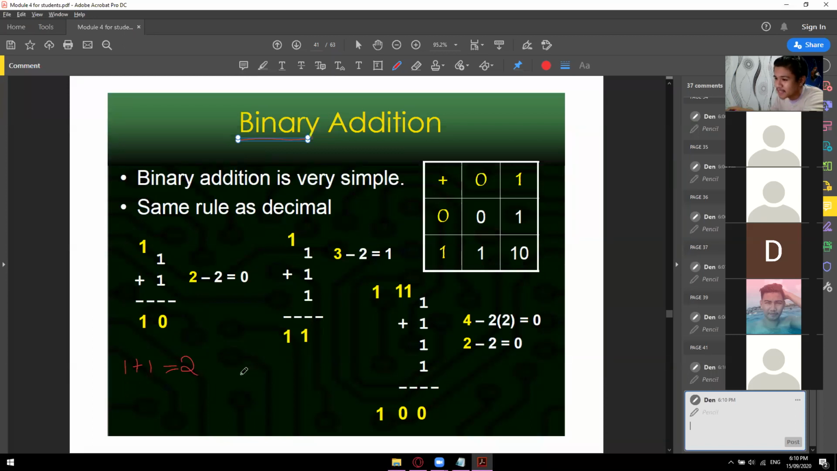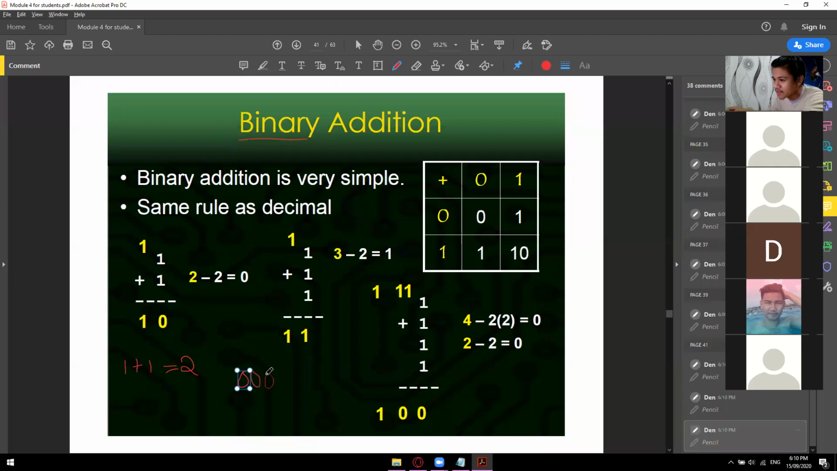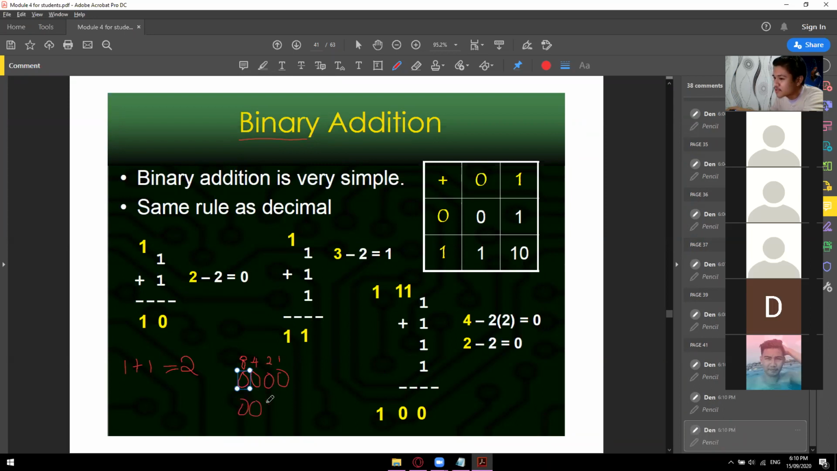So again, balikan natin. Meron tayong 4-bit wherein this one is representing 1, 2, 4, and then 8. So 1 plus 1 is 2. Ano ba yung 2 dito? 0, 0, 1, 0. Or just simply 1, 0. 10. That's how we've got 0.